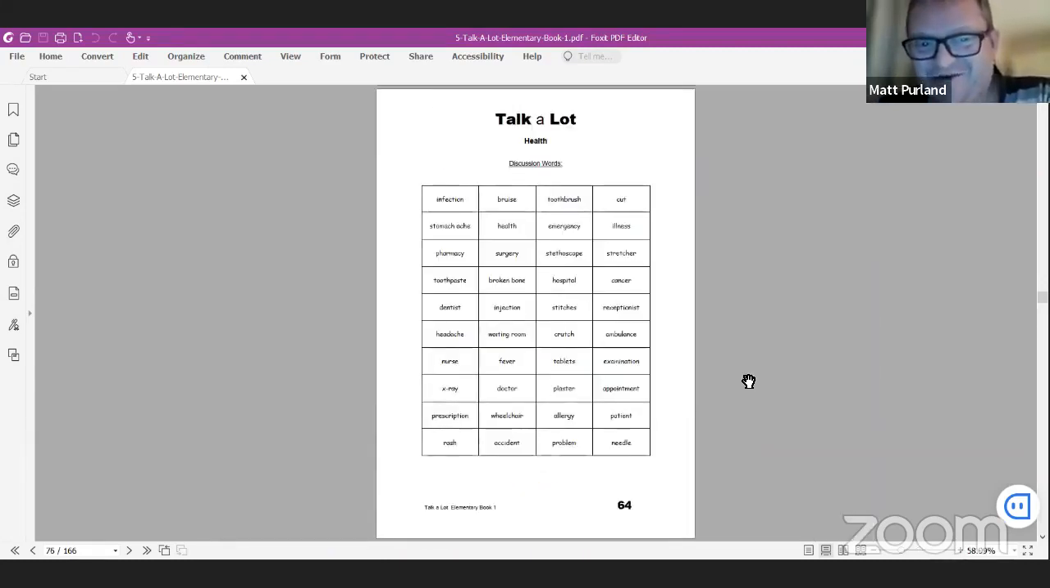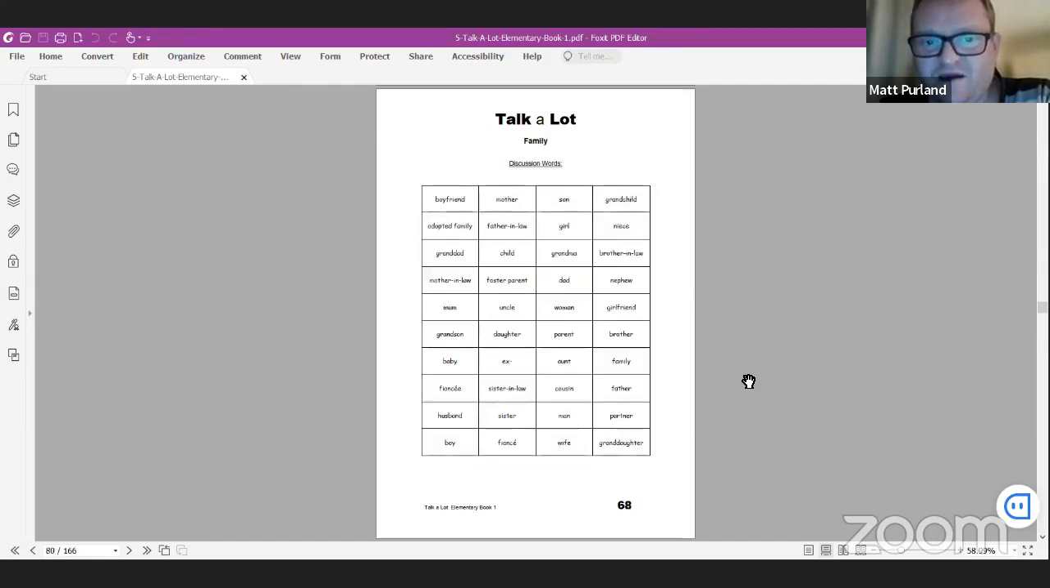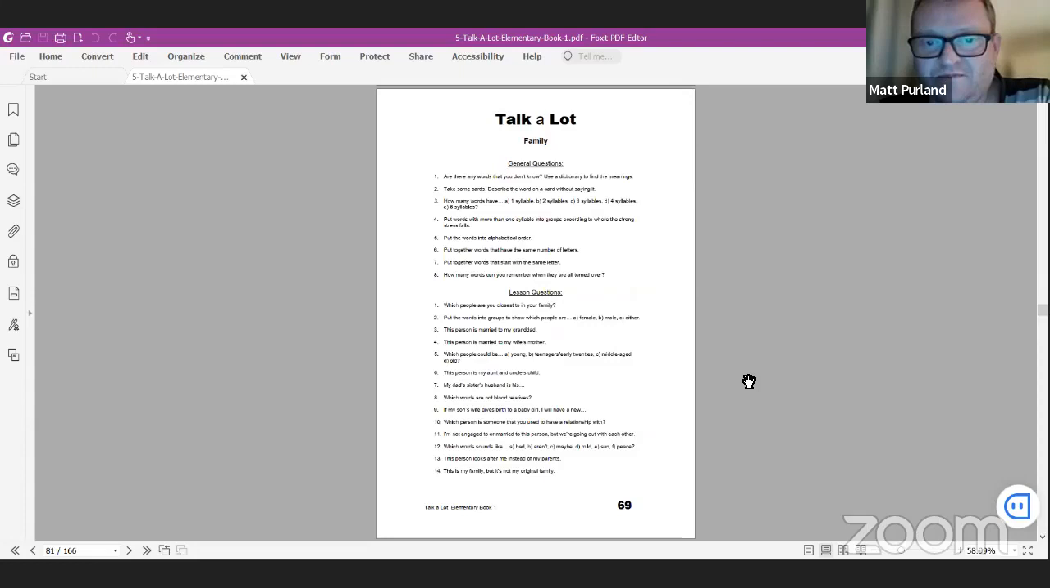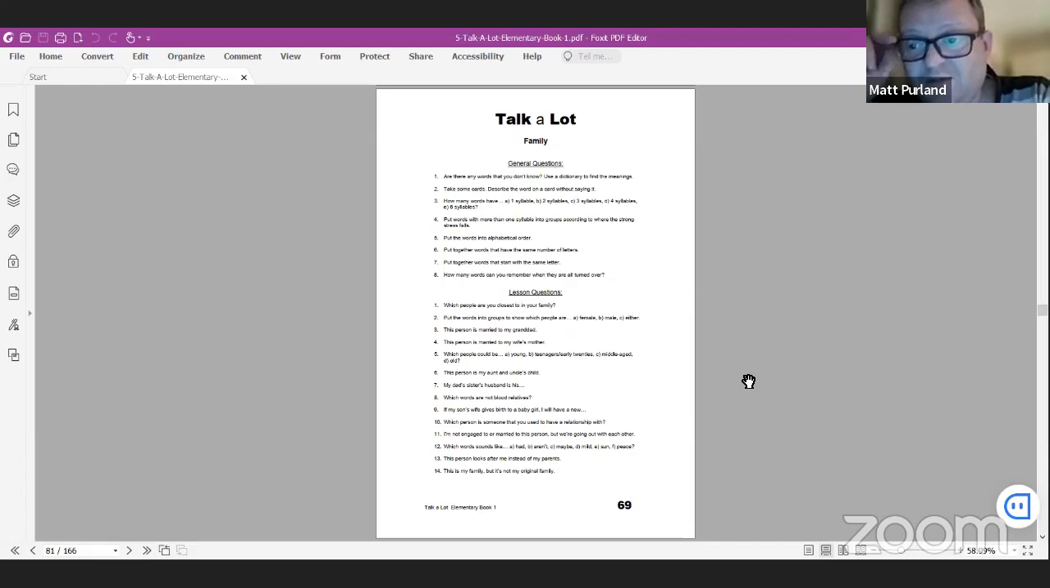So there's one set for each unit, if you like. Health, we've got transport, family. Make a family tree out of these words. No, there's loads that we can do. I've done it so many times with this book and the second book and the third book. So useful.